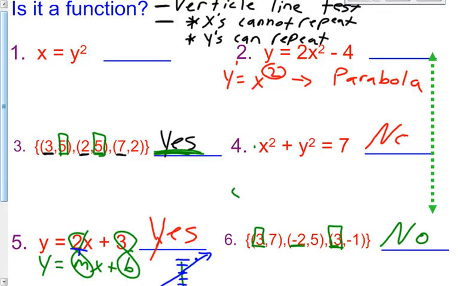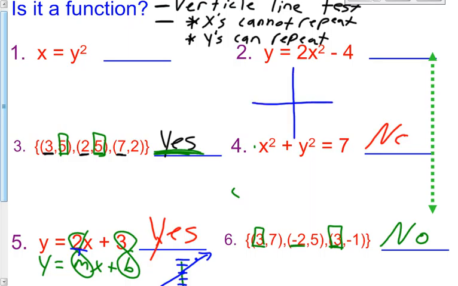So if y equals x squared, it's a parabola, and hopefully you guys remember what a parabola looks like from intermediate algebra. On our graph paper, a parabola looks like this. It's more U-shaped. So I ask you, is a U-shaped graph a function?